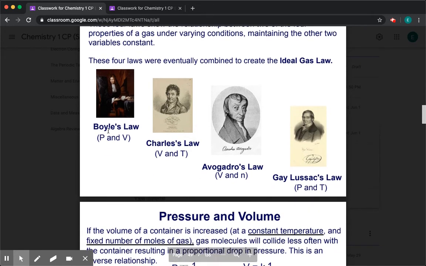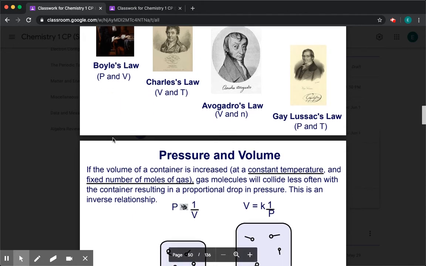You have Boyle's law, which looks at pressure and volume. You have Charles' law, which looks at volume and temperature. You have Avogadro's law, which looks at volume and moles, and you have Gay-Lussac's law, which looks at pressure and temperature. So, the first one we're going to look at is Boyle's law, which looks at pressure and volume.